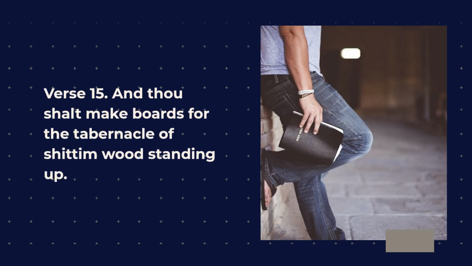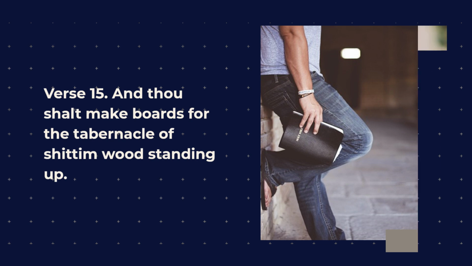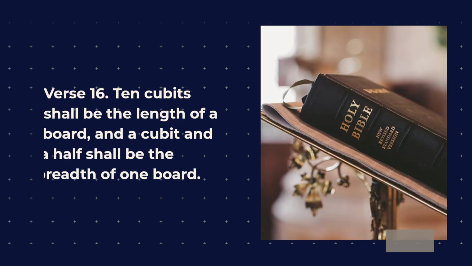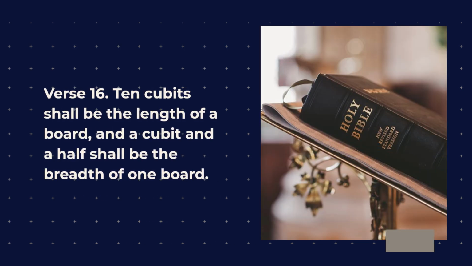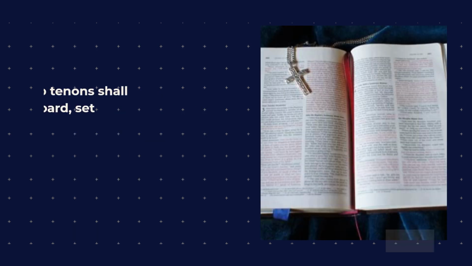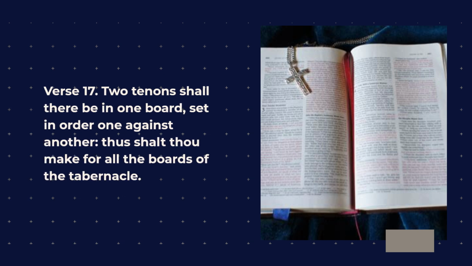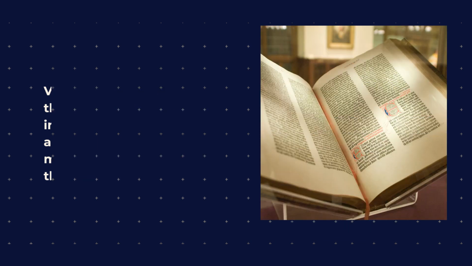Verse 15. And thou shalt make boards for the tabernacle of shittim wood standing up. Verse 16. 10 cubits shall be the length of a board, and a cubit and a half shall be the breadth of one board. Verse 17. 2 tenons shall there be in one board, set in order one against another, thus shalt thou make for all the boards of the tabernacle.